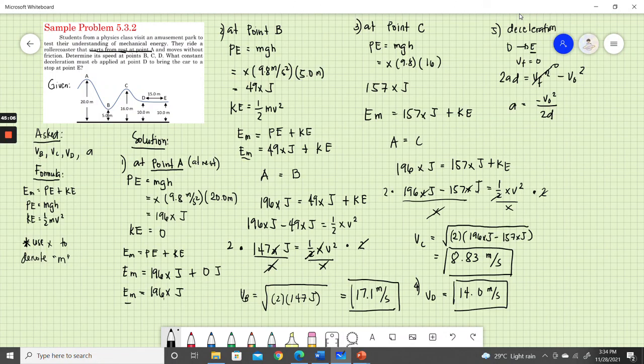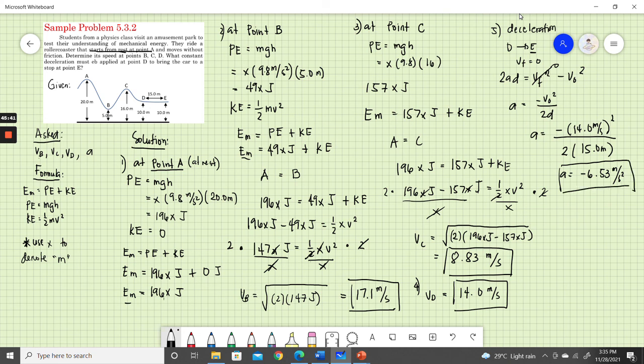And our v initial is just your speed at D. So you're going to have a equals negative 14.0 meters per second squared, divided by 2 multiplied by the distance between D and E, which is 15 meters. And therefore, your deceleration to stop should be negative 6.53 meters per second squared.